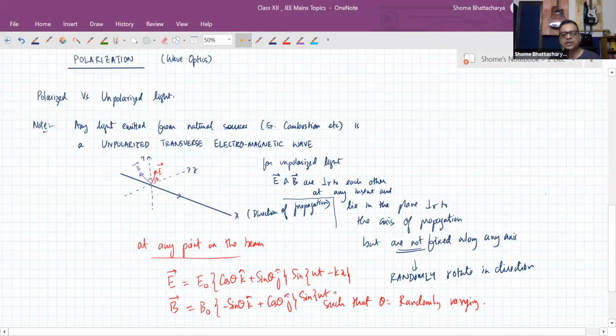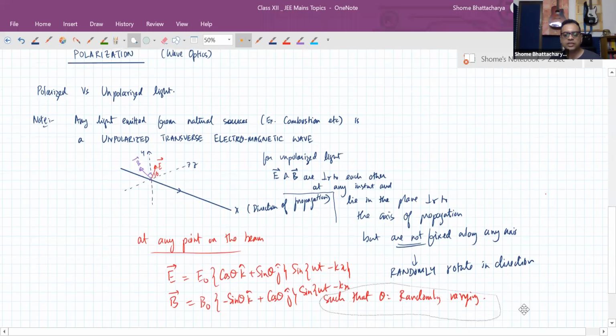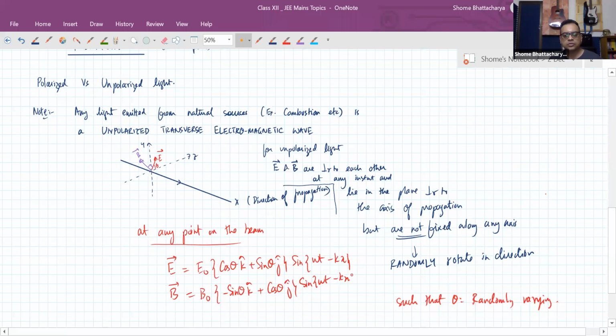So the amplitude of the electric field and the amplitude of the magnetic field are randomly varying with time. The direction of the amplitude is also varying with time. So the electric field amplitude is this whole term. It is of fixed magnitude E naught, but its direction is rapidly varying. The magnetic field's amplitude is this term, but it's rapidly varying. And at any point of time, you can see that E dot B is zero.